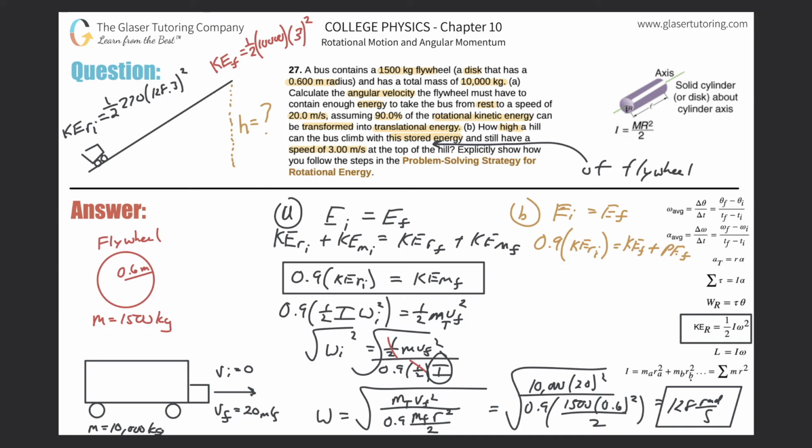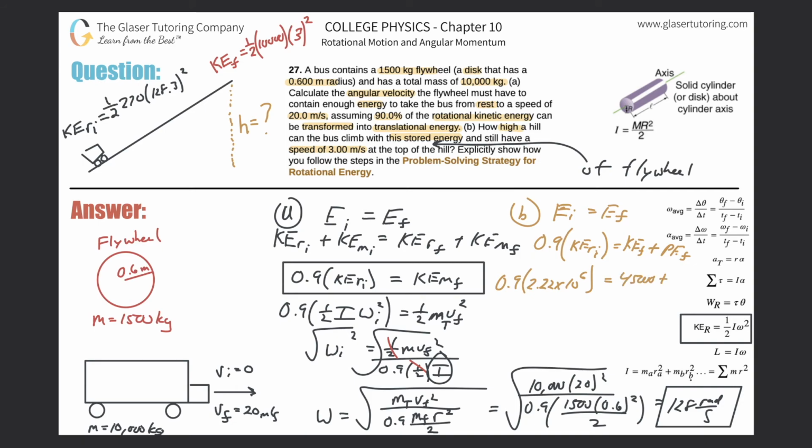You'd want to solve the exact value. But what I'm going to do is take 270 multiplied by 0.5 and then multiply it by 128.3. So here we get a value. So this is now going to be 0.9 multiplied by 2.22 or so times 10 raised to the 6. That will equal the final kinetic energy, which is 0.5 times 10,000 times 3 squared. So this is 45,000.